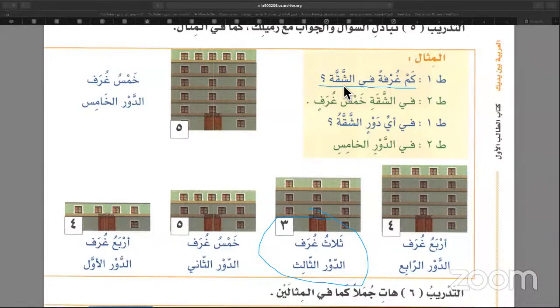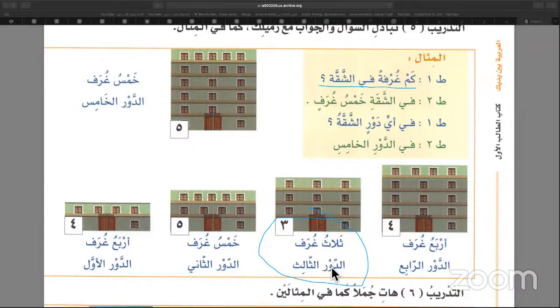Okay. So then you're gonna say in the apartment, في الشقة 3 غرف. 3 غرف. Okay. All right, next question.